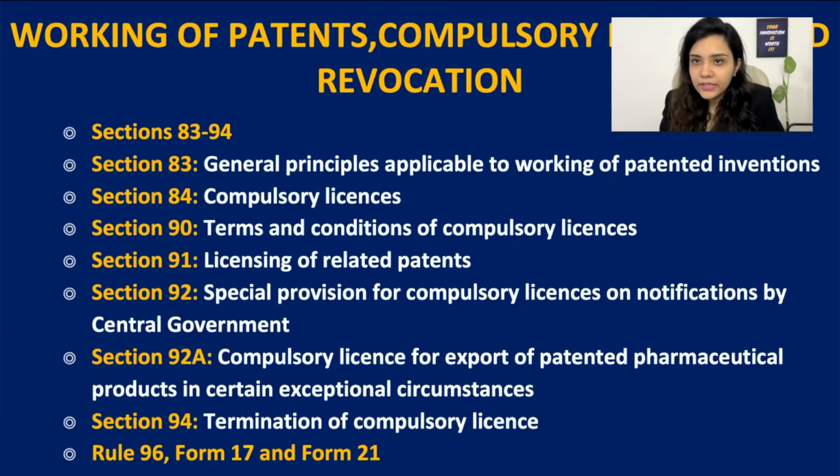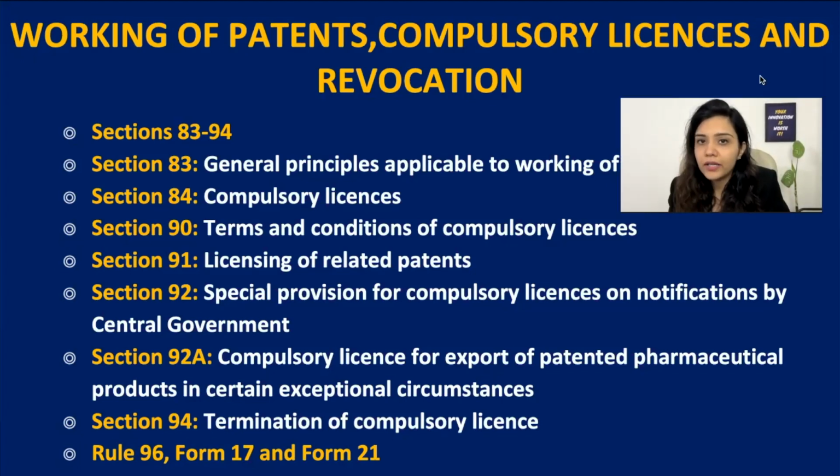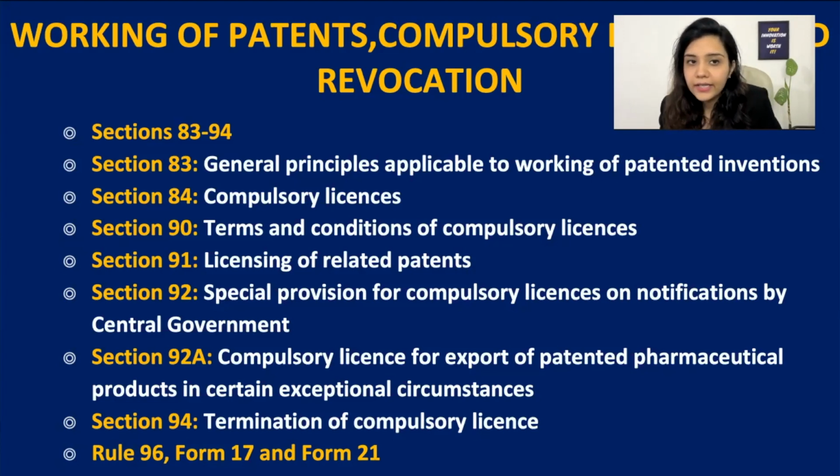Next, we have compulsory license. The title of these provisions says working of patents, compulsory licenses and revocation. And sections 83 to 94 come under these headings. So important sections are sections 83 to 94, but the most relevant section under this chapter is section 83, which is general principles applicable to working of patented application. Then section 84, very, very important for understanding compulsory licenses. Then section 90, which is terms and conditions of compulsory license.